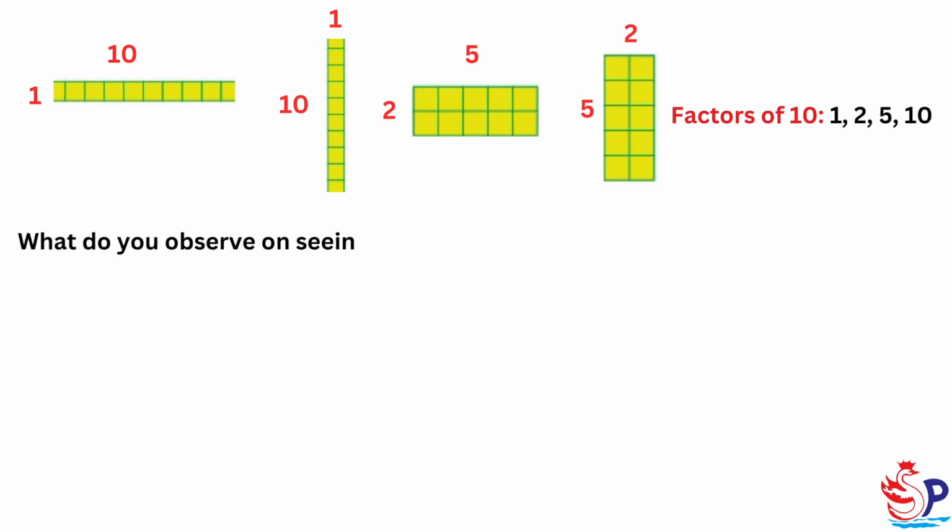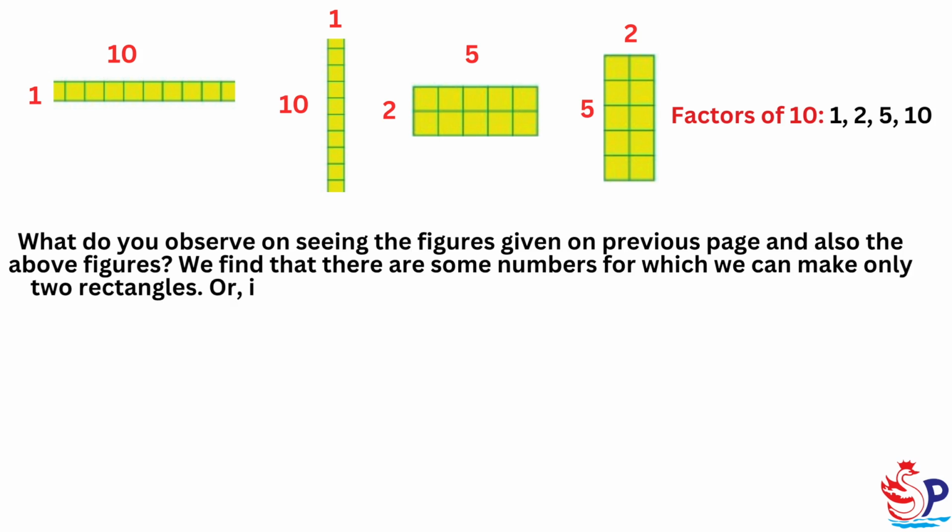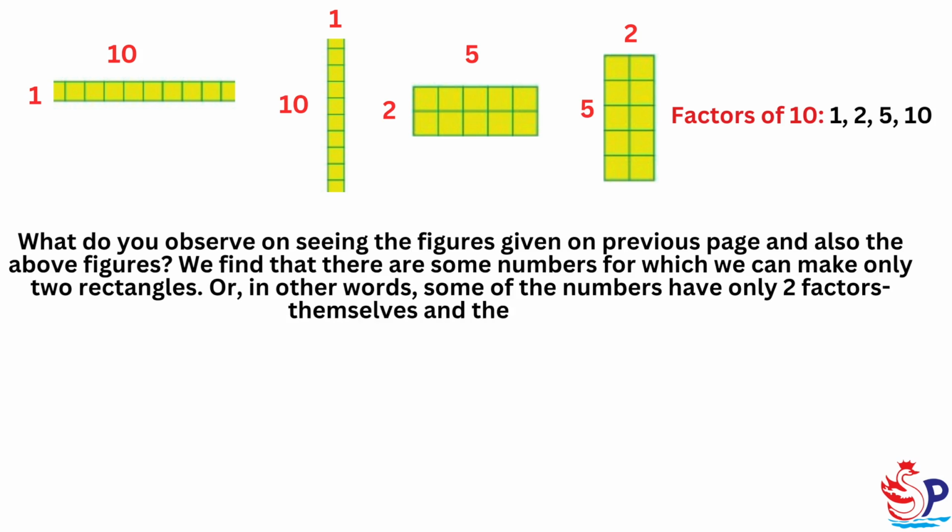What do you observe on seeing the figures given on previous page and also the above figures? We find that there are some numbers for which we can make only 2 rectangles. Or, in other words, some of the numbers have only 2 factors: themselves and the number 1.